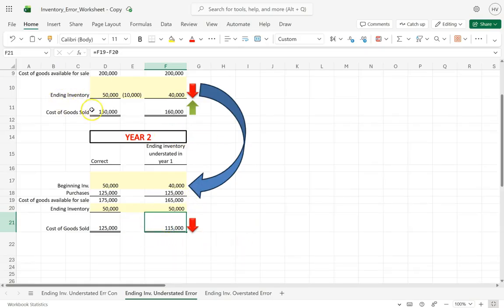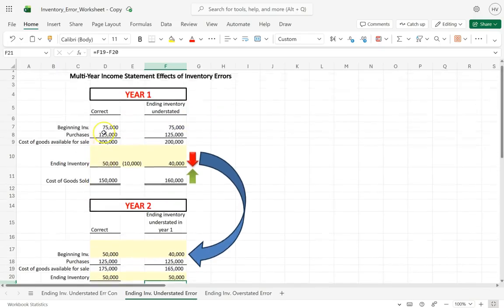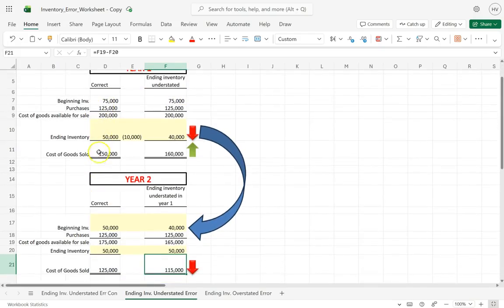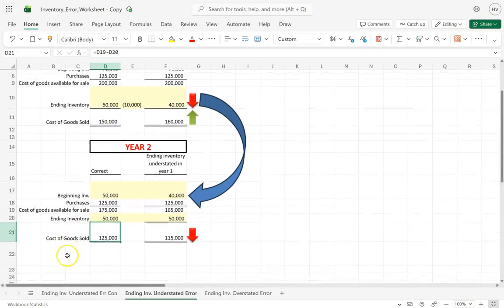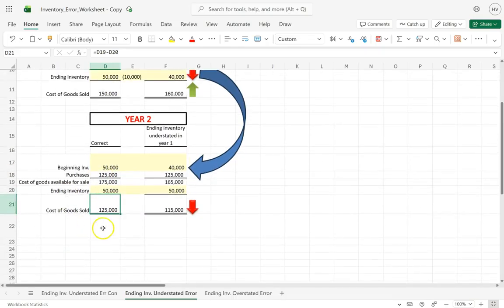Had we done it properly the entire time, then we would have just looked at column D, which is our correct balance. Then the ending inventory of 50,000 would have just come into the correct beginning inventory for the following year. And assuming all the same facts, our cost of goods sold would have been 125,000. So what happens in year two is now our ending inventory is 50,000, which is where it should be. And our cost of goods sold now is understated by $10,000, right? It should be 125,000. What gets recorded is 115,000.